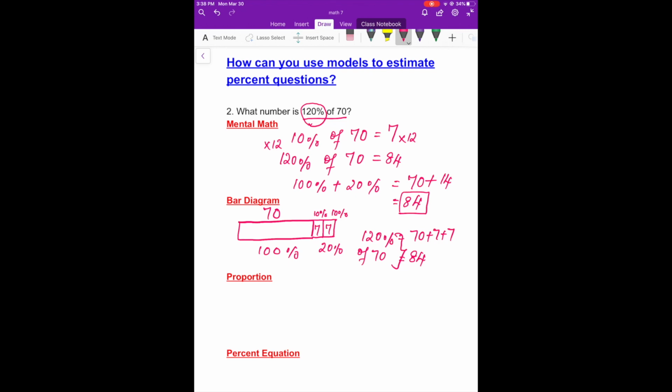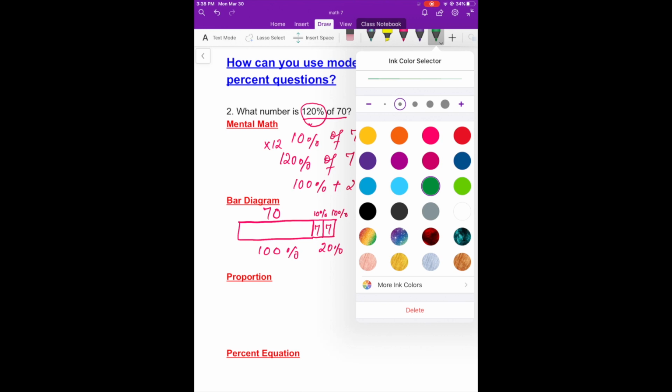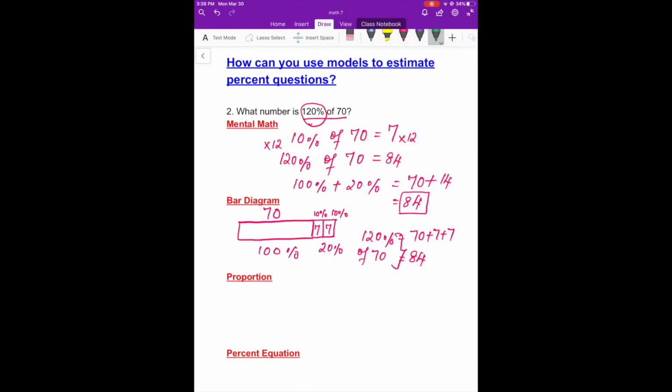Now, how do I use proportion? So let's look at the proportion, and let's see how I use it. You already know proportion, like two ratios that are equal to each other. So we are looking for two equivalent ratios, right? We learned that in the last lesson. Two equivalent ratios are called a proportion.